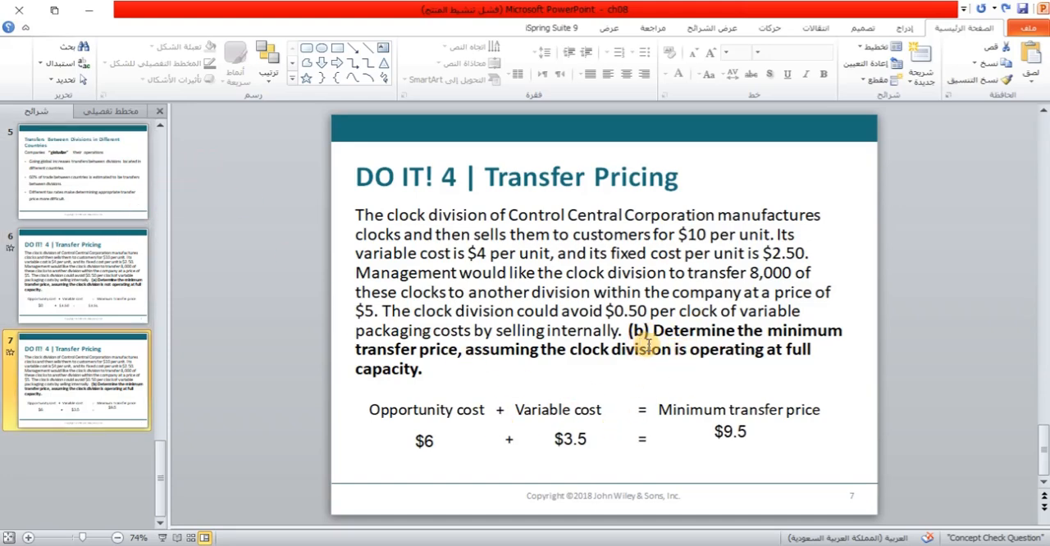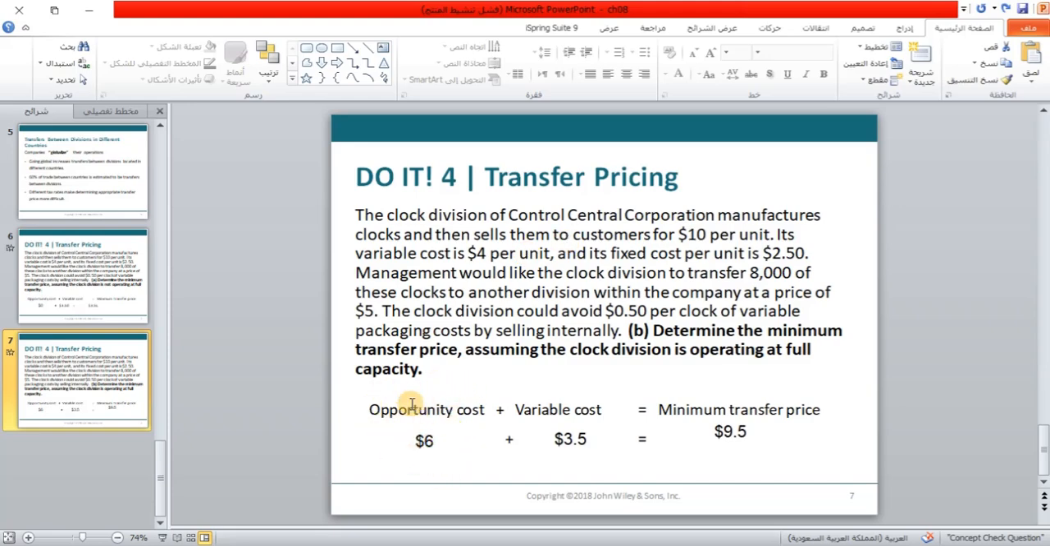Number B, the same exercise, but determine the minimum transfer price assuming the clock division is operating at full capacity. If the clock division operates at full capacity, this means no excess capacity. The opportunity cost will be the contribution margin realized by the clock division. The contribution margin equals $10 less $4, equal $6.